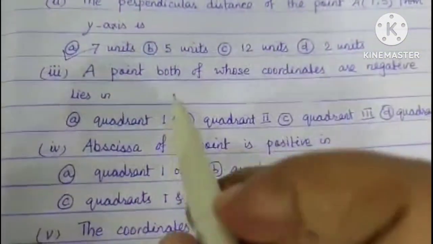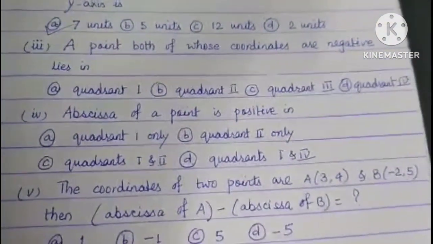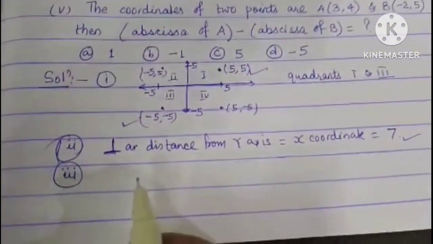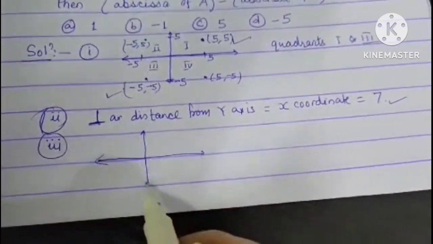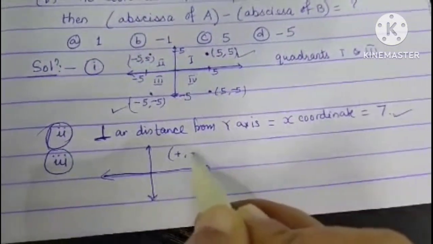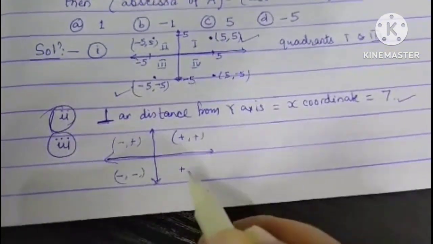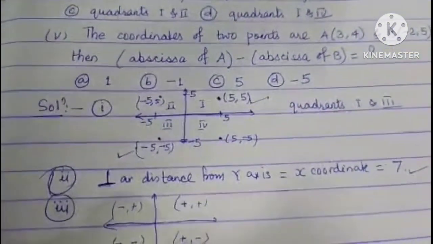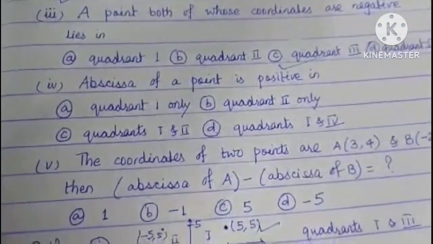Now let's come to question 3. A point both of whose coordinates are negative lies in quadrant 1, 2, 3 or 4. Okay. We know this one. Sign convention of the quadrants, it was here plus plus, here it was minus plus, here it was minus minus, and here it was plus minus. And our question is, a point both of whose coordinates are negative lies in quadrant 3. So this is the answer, quadrant 3.